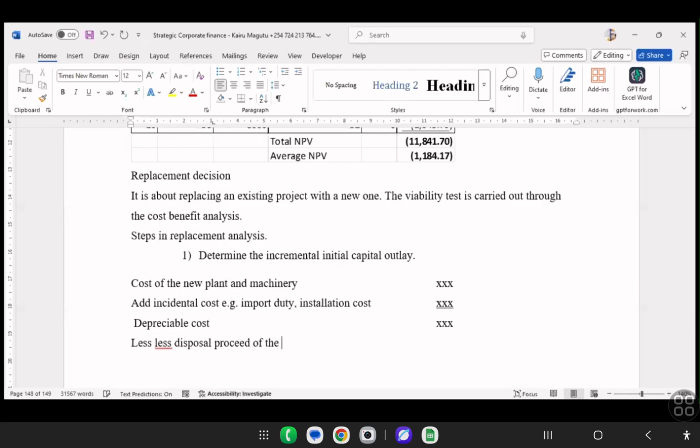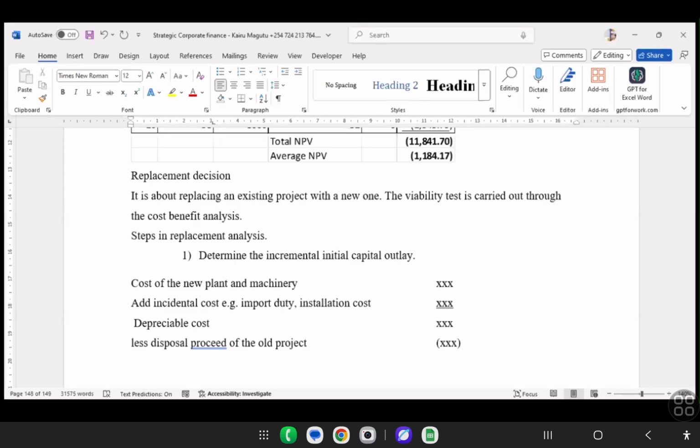of the old machine, plant, or let me call it the old project. The old asset will have to be disposed. That will bring a cash inflow. Remember, you need to purchase a new one, but you are disposing of the existing one. There is the cash that you get from the disposal of the existing one. That is a cash inflow.